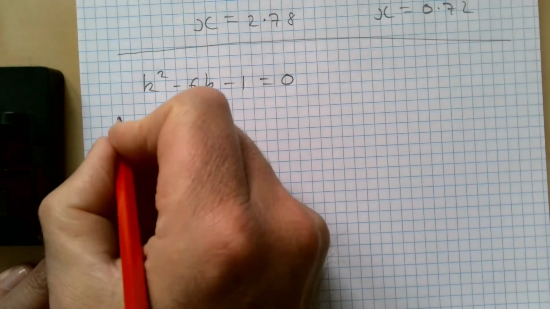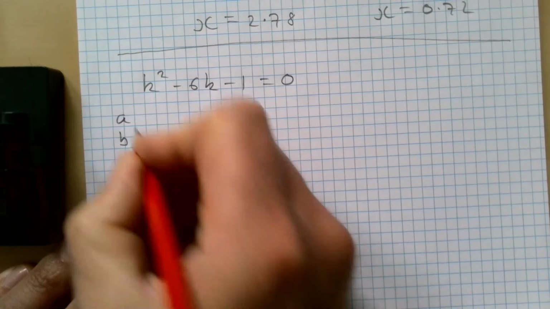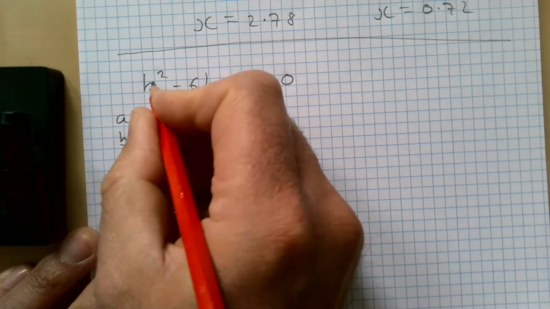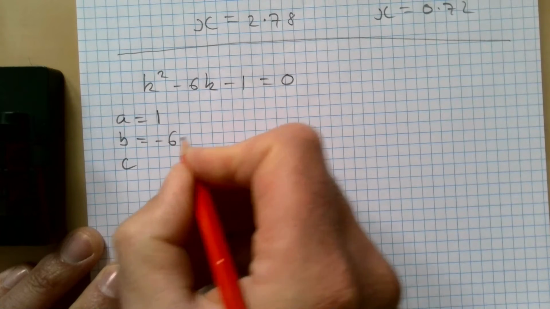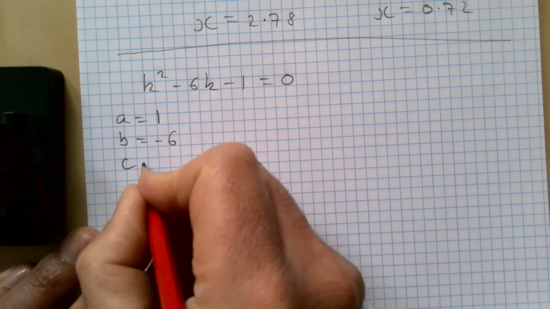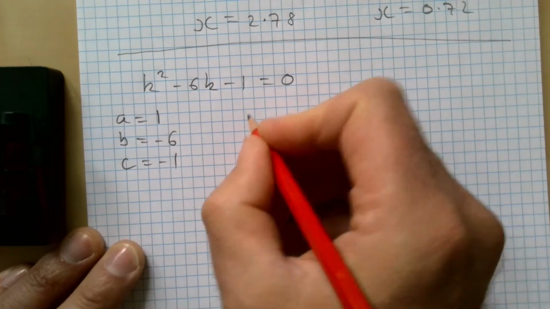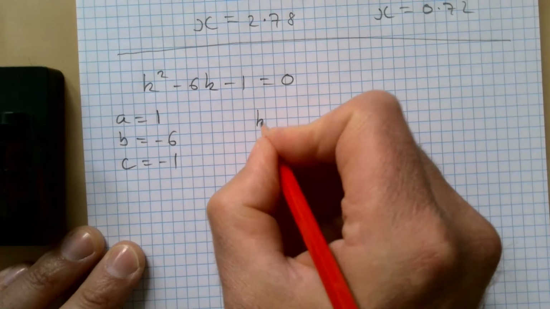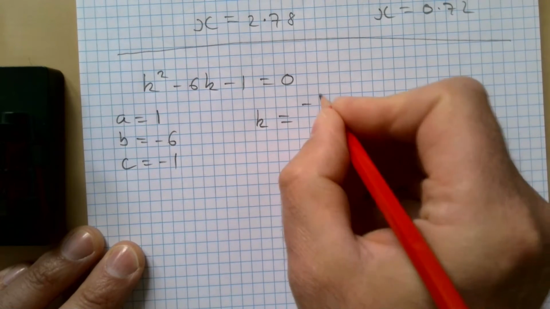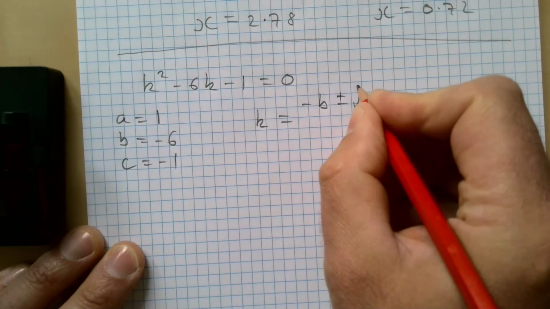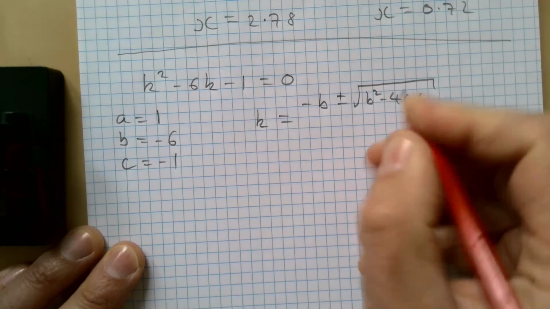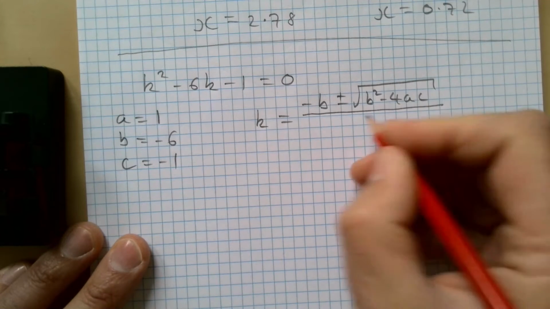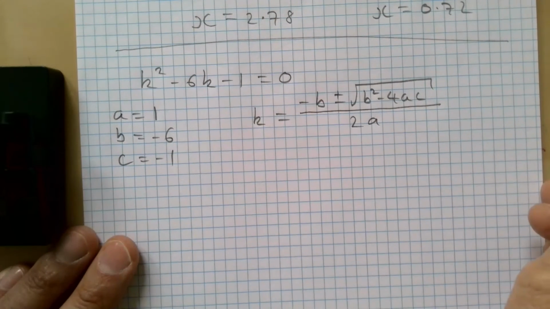Okay. So our a, b and our c. a is what's multiplied by the square term, so it's just a 1. b is minus 6, and then c is minus 1. So our formula is, in this case we're going to write k, we normally write x, with minus b plus or minus the square root of b squared minus 4ac all over 2a.